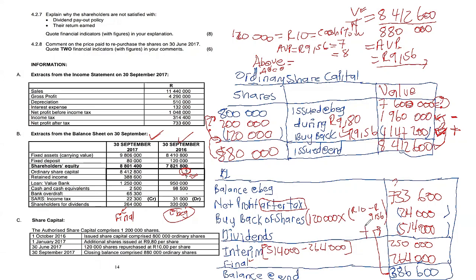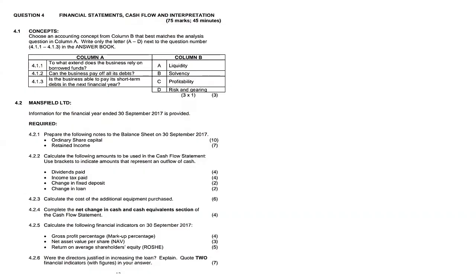So it's gonna be 386,600. You will add your 514,000, and remember again, there's that 24,000. So you add again that 24,000. Therefore, you subtract net profit after tax. So now our balance at the beginning for retained income, it's going to be 191,000. Right. So it's 191,000.